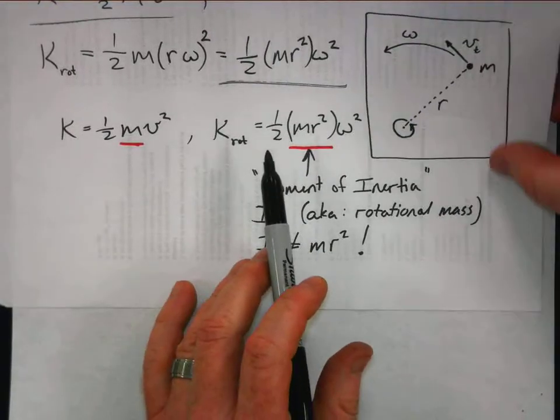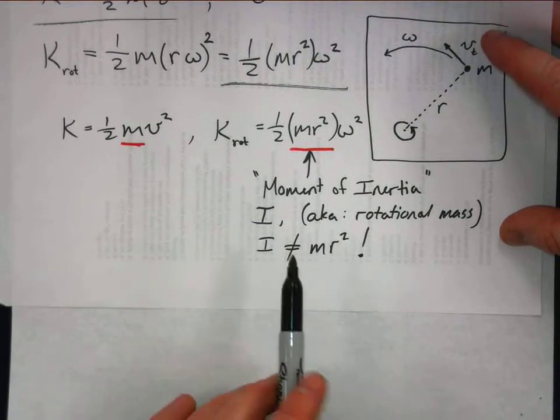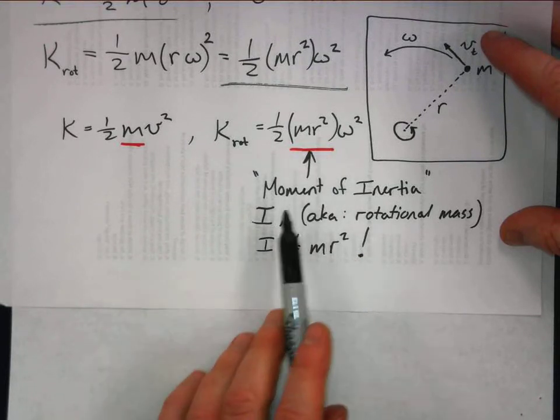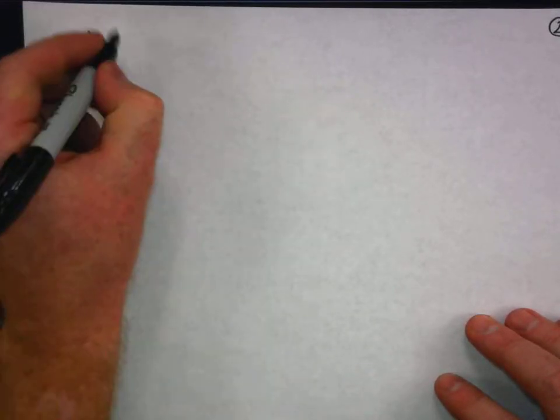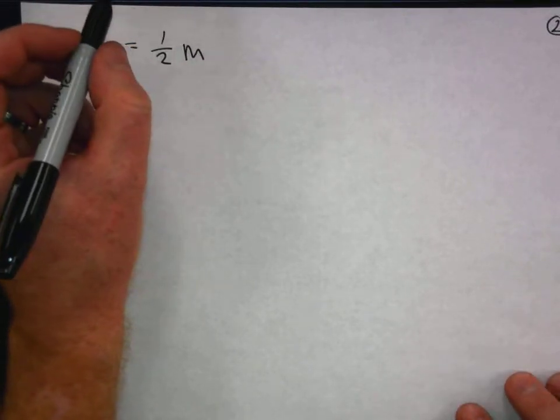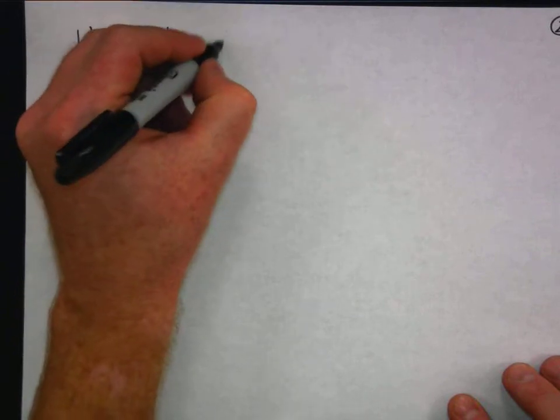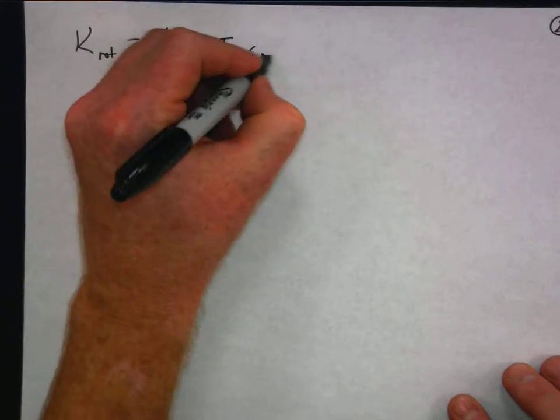Okay, so what we're usually going to do also, since most of the time, as a general thing, you don't want to write mr squared for your moment of inertia, we'll just write an I in this equation. So we will have the rotational kinetic energy equal to 1/2 I omega squared.